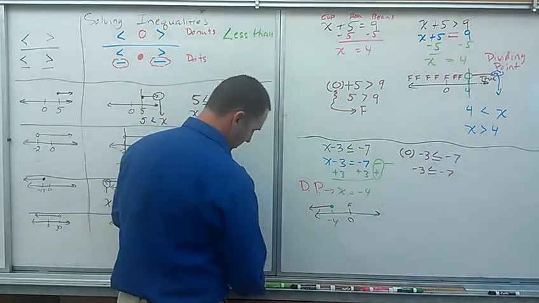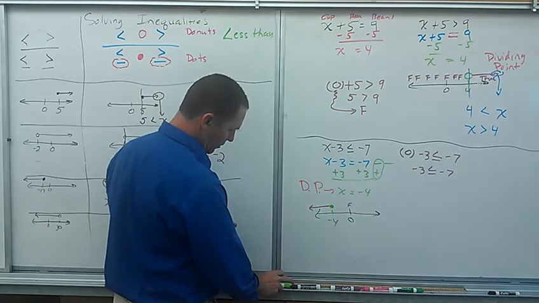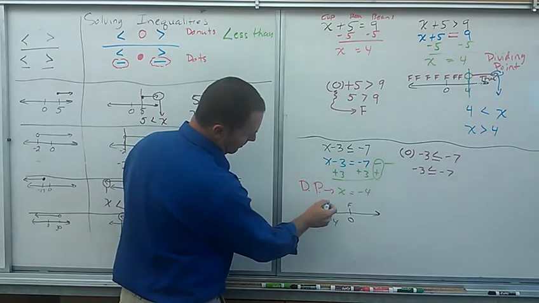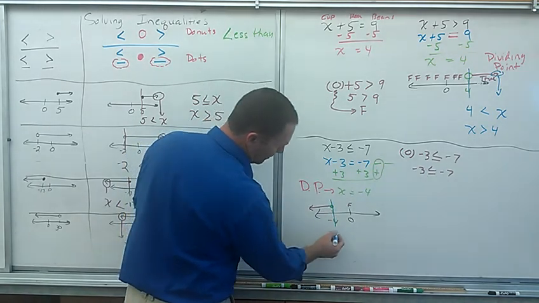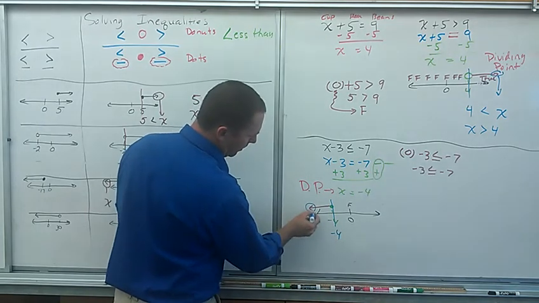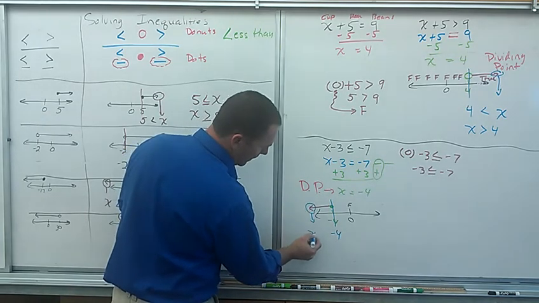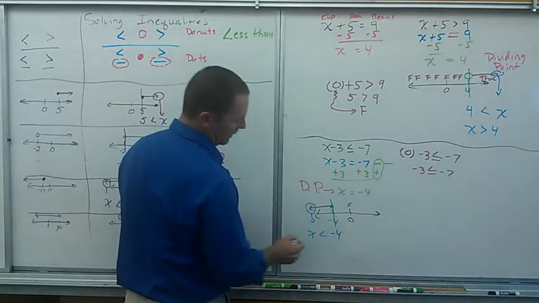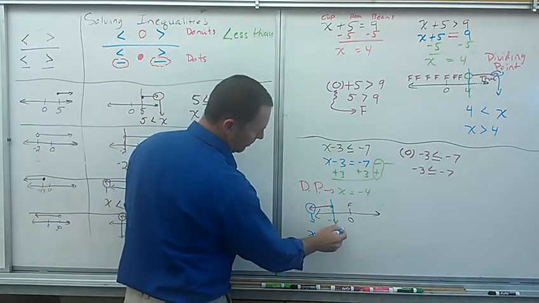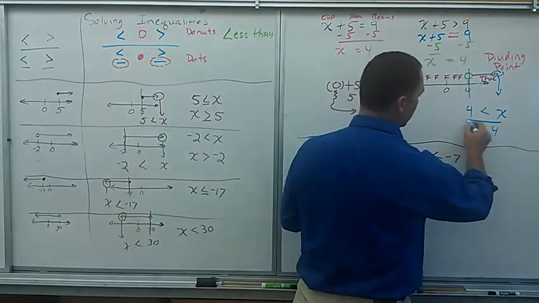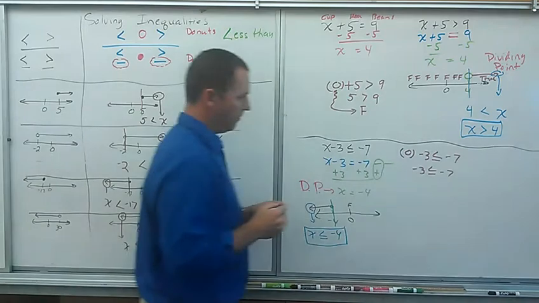Then we're going to put our actual answer in. So right below the dividing point, I put negative 4. Below the arrow, I put x. And if I do that, I always use the less than symbol. Because it was equal to, it's less than or equal to. And this is my actual answer right here. That's my answer.